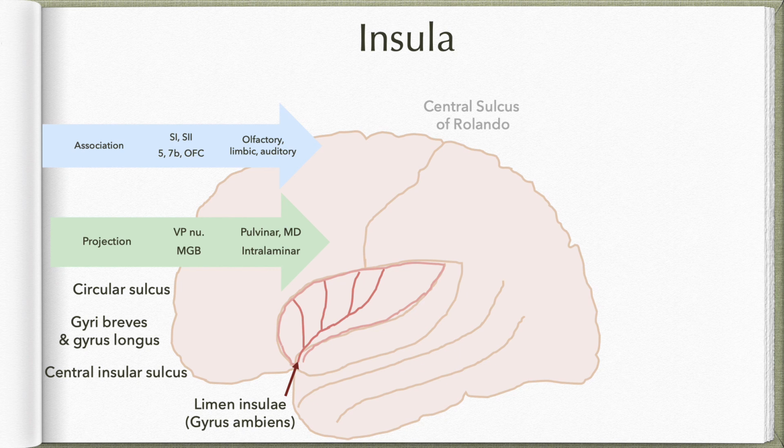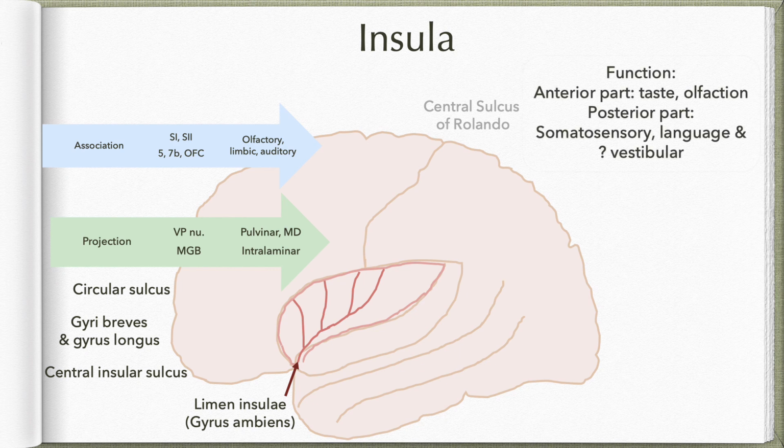So it is receiving input from various sensory areas. So the function is, probably the anterior part is involved in taste and olfaction, and posterior part in some way is connected with somatosensory input, language function and vestibular function.